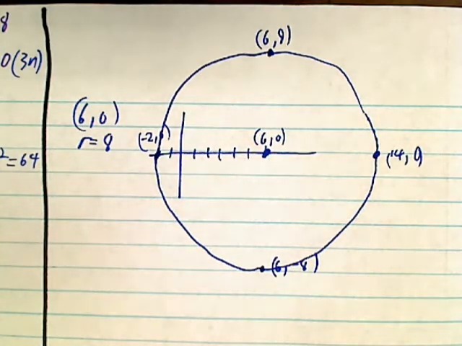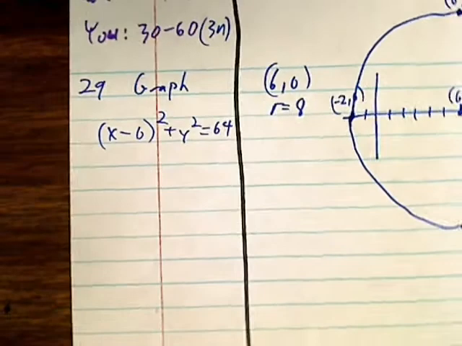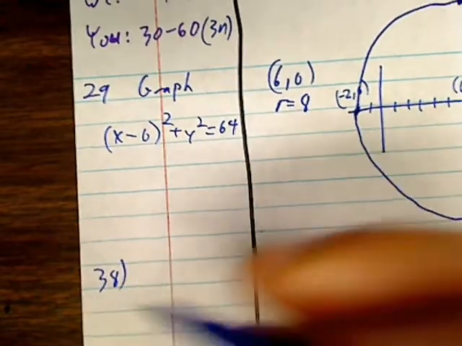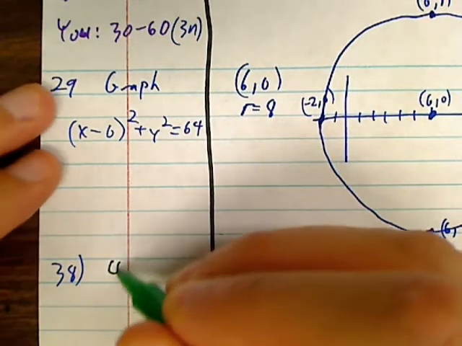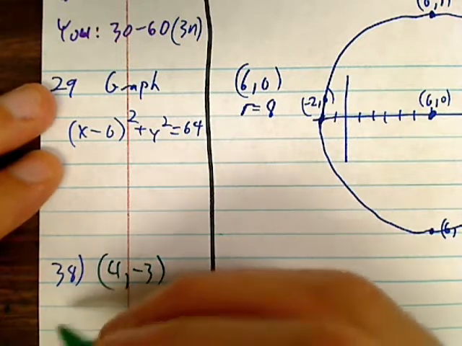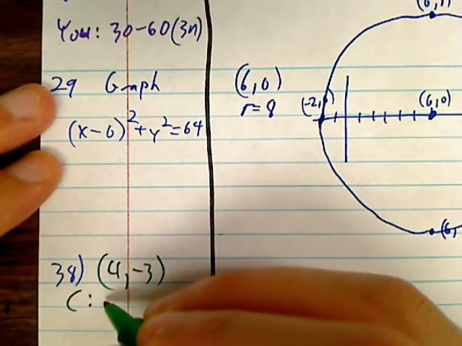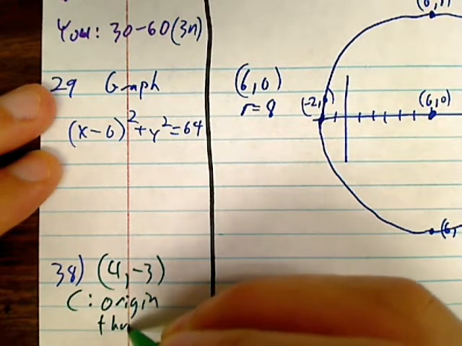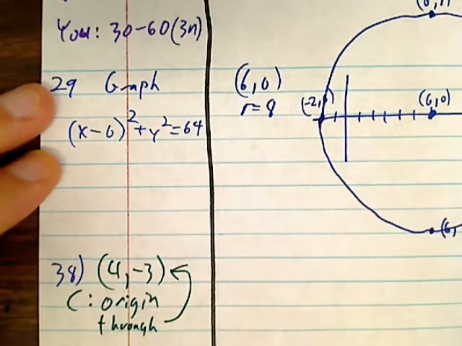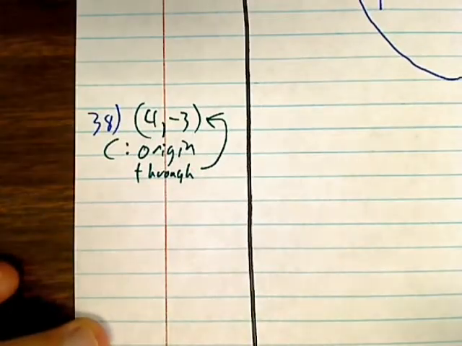We're going to do one more together, number 38. Beautiful. Number 38. Number 38 says, write the equation of a circle that passes through the given point and has the given center. Okay, so 38, the point is 4, negative 3. The center is at the origin, and it goes through the point 4, negative 3. Okay, write the equation.